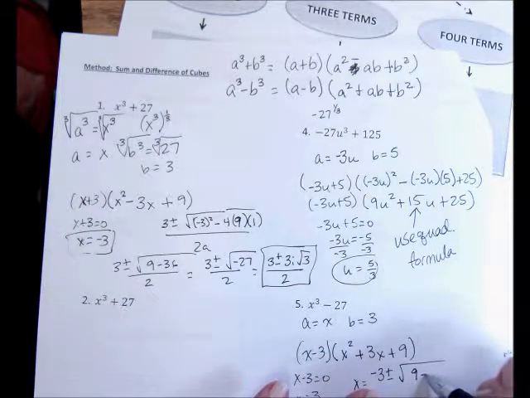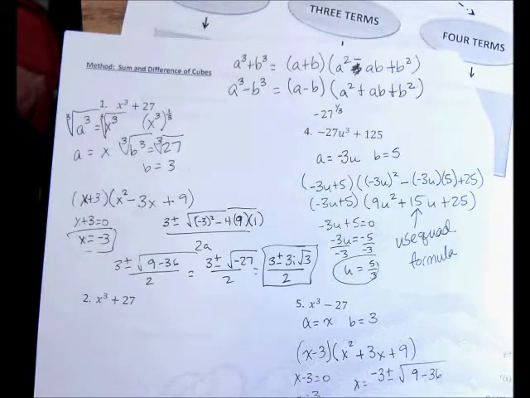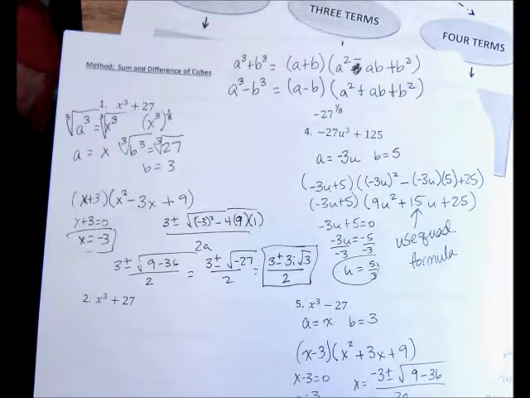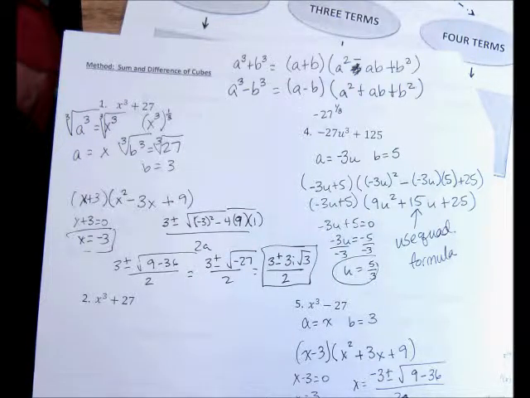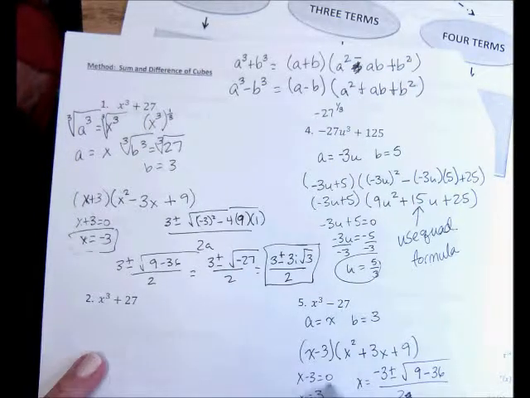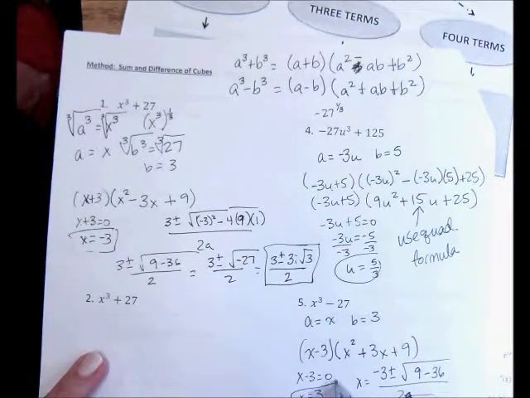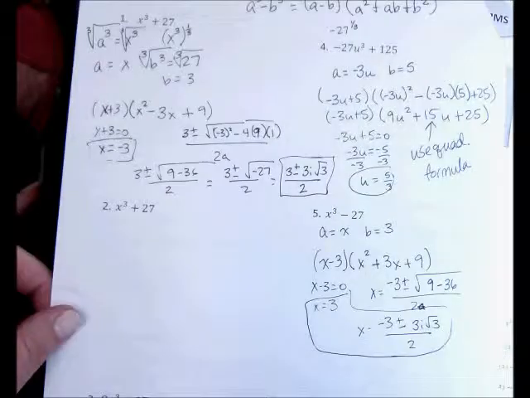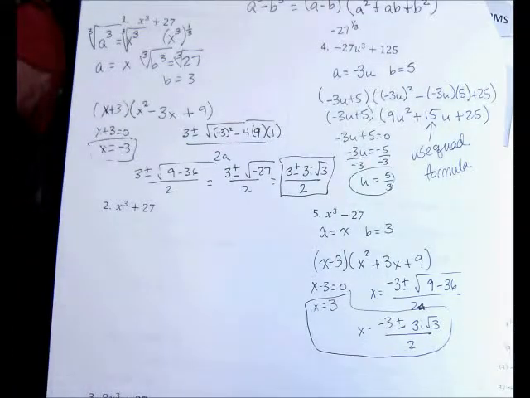Solve for over here, x can be equal to negative 3 plus or minus the square root of 9 minus 36 over 2. And so at this point I have x is equal to negative 3 plus or minus 3i times the square root of 3 over 2. So these would be my answers for this one. So hopefully that will help you with these types of problems.